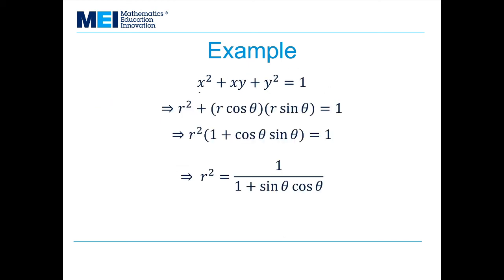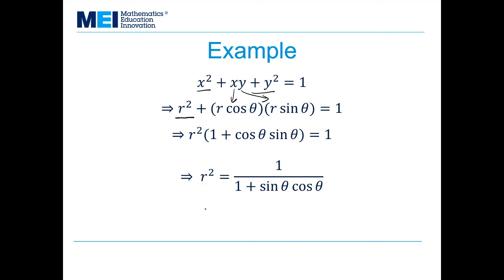So starting off by spotting that I've got my x squared plus y squared, which can be written as r squared, rewriting my x as r cos theta and my y as r sin theta, multiplying this out and taking out a factor of r squared, and finally rearranging it.